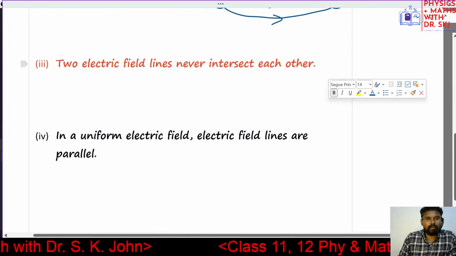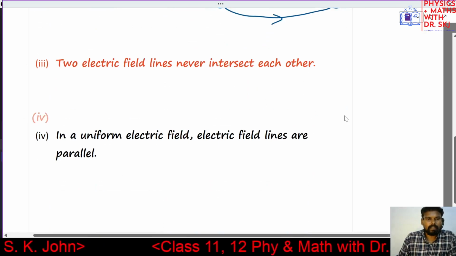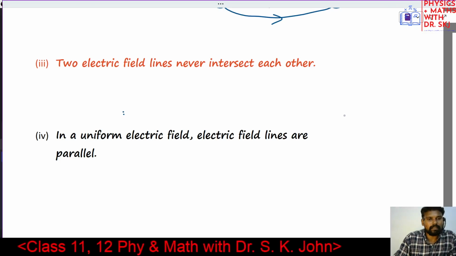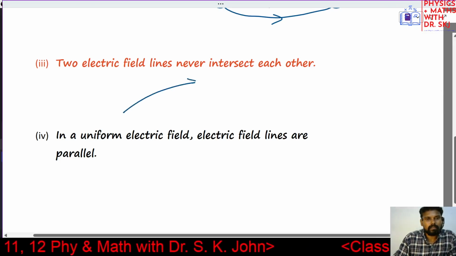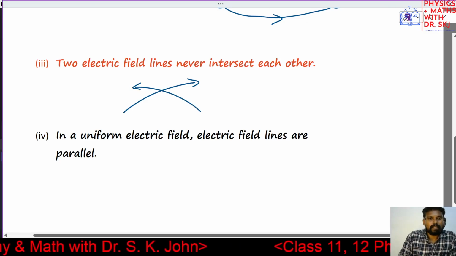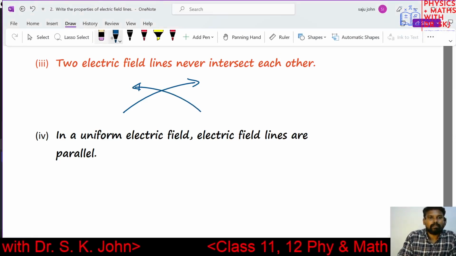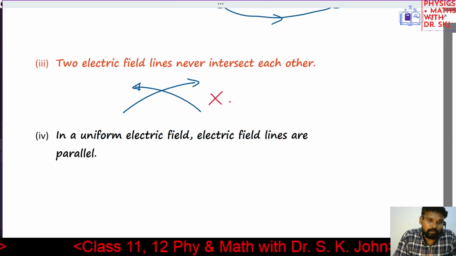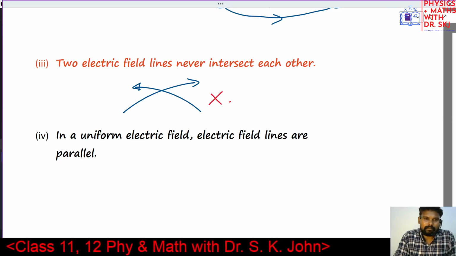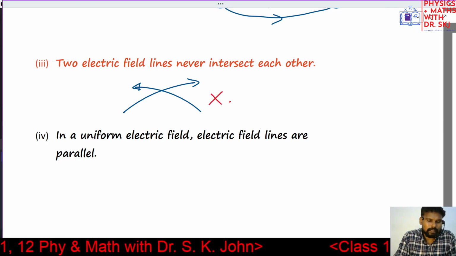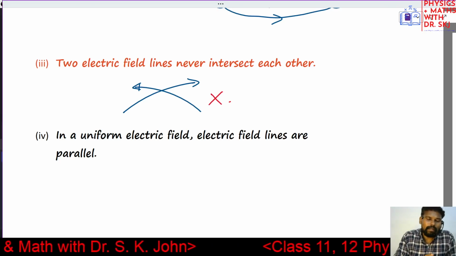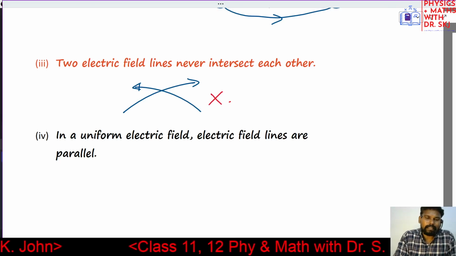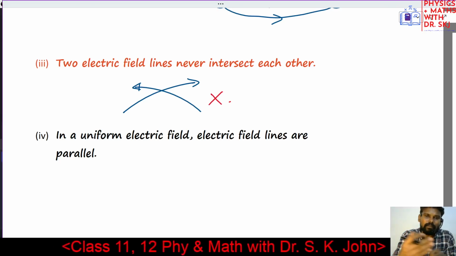The third one is a more important property. Two field lines will never intersect each other. Two field lines cannot cross each other. Two field lines cannot cross like this. This is not possible. Why is this not possible? I will explain the reason after discussing the fifth point, then only I can explain why two field lines will never intersect. So now understand that the field lines will never cross each other.